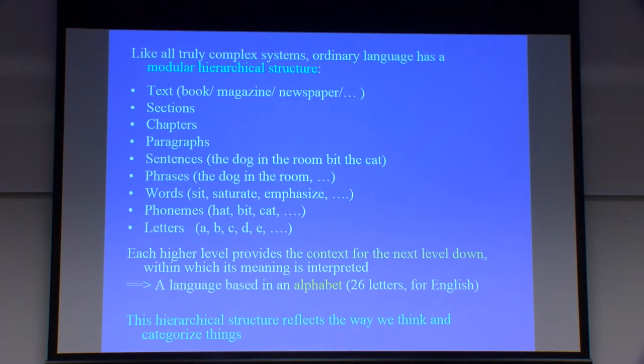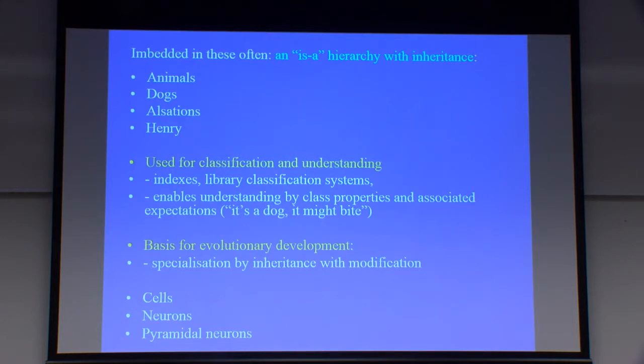Like all truly complex systems, ordinary language has a modular hierarchical structure: the text, sections, chapters, paragraphs, sentences, phrases, words, phonemes, and letters. Each higher level provides the context for the next level down within which it is interpreted. This hierarchical structure reflects the way we think and categorize things. Embedded in these is often a membership hierarchy. So you've got animals, dogs, Alsatian, Henry.